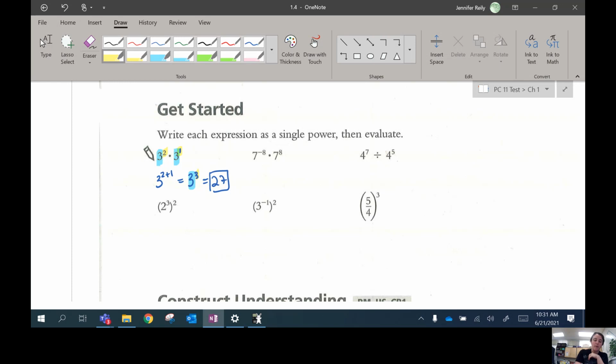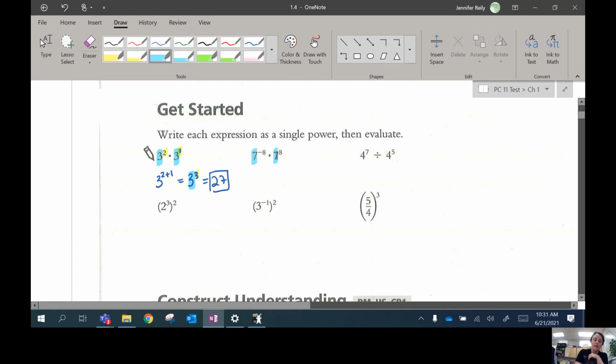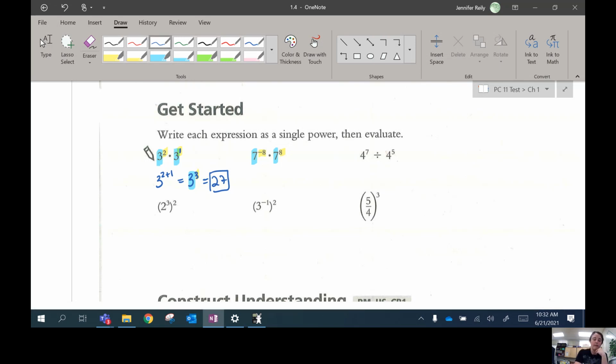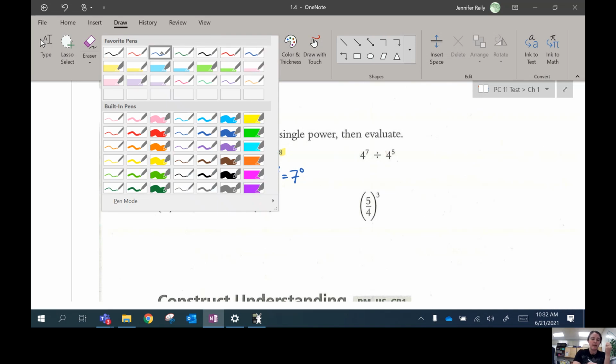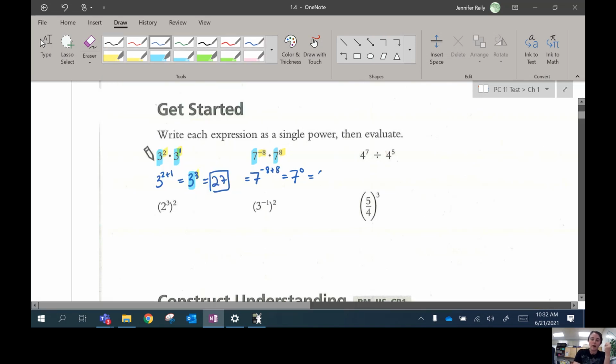Let's look at the next example. We're multiplying 2 powers with the same base, which is 7, and the exponents are -8 and +8. If we use that same law, we can add -8 and 8 together, so this would be 7 to the power of -8 plus 8, which is 0. That's a lot easier to evaluate than doing them separately. So that would be 1. Anything to the power of 0 is 1.